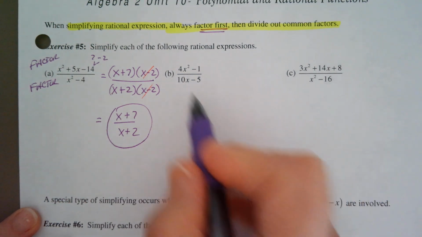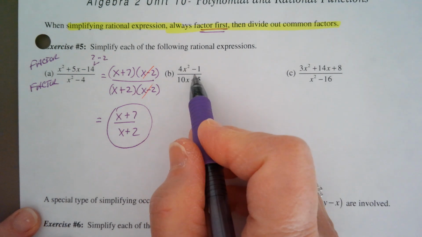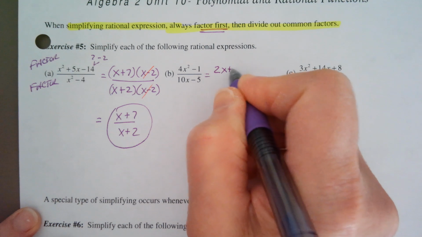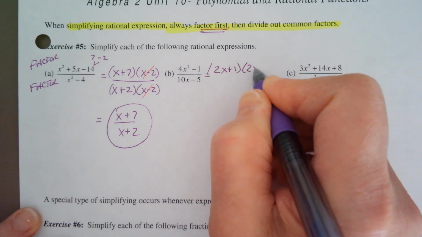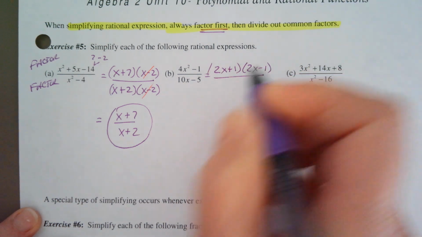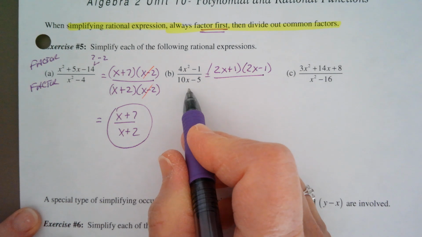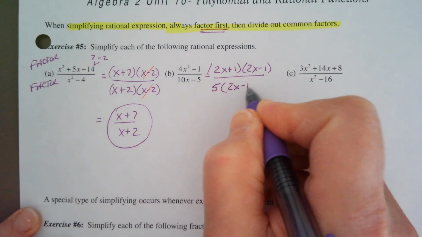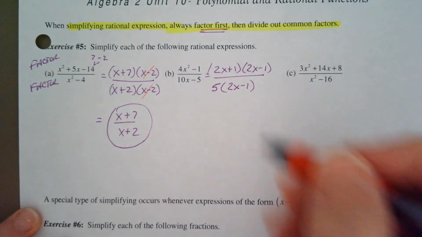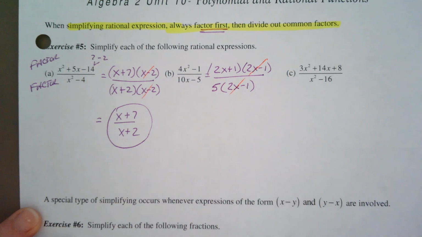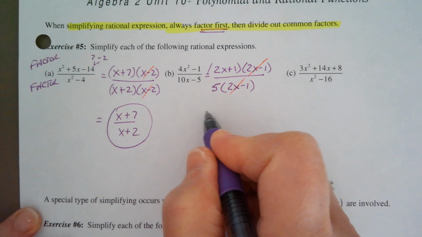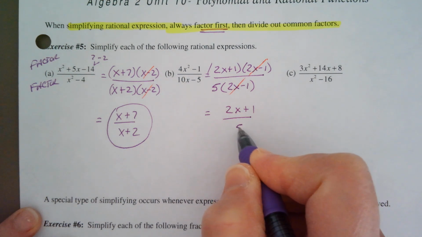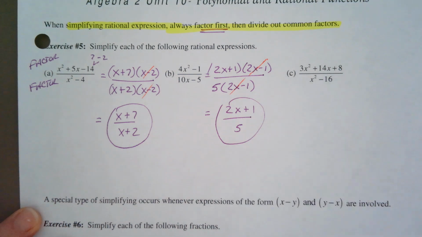With B, again, factor the numerator. This is the difference of perfect squares: 2x plus 1 times 2x minus 1. There's a GCF in the denominator, 5, and 2x minus 1. The 2x minus 1 binomials are common, they divide out. Our simplified answer is 2x plus 1 over 5.